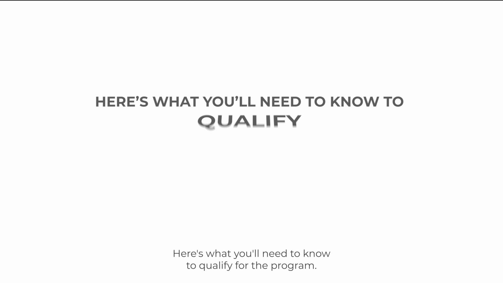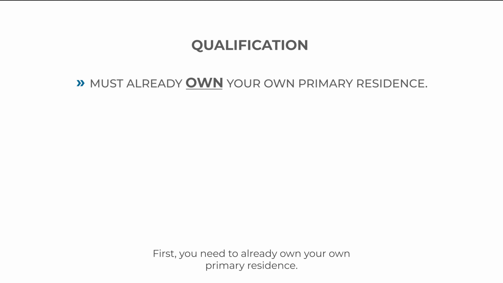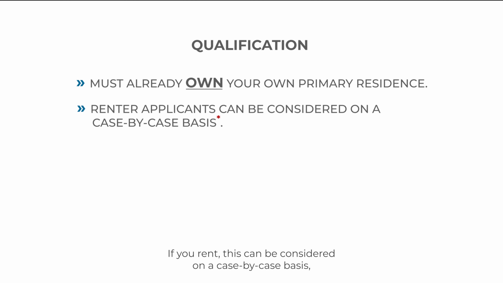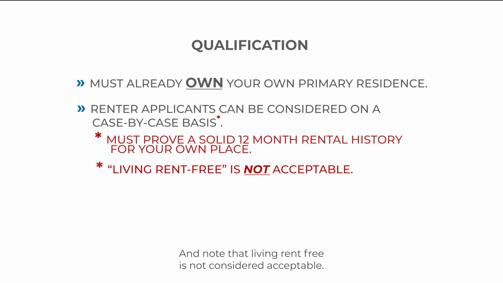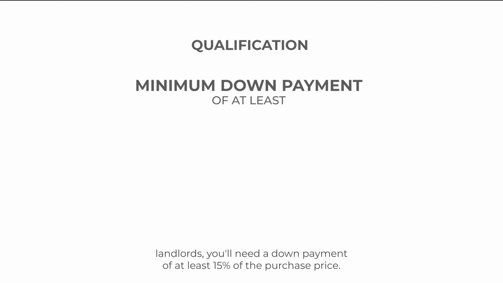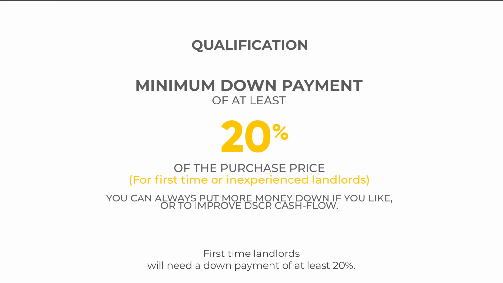Here's what you'll need to know to qualify for the program. First, you need to already own your own primary residence. If you rent, this can be considered on a case-by-case basis, but you will need to prove a solid 12-month rental history for your own place. And note that living rent-free is not considered acceptable. For experienced landlords, you'll need a down payment of at least 15% of the purchase price. First-time landlords will need a down payment of at least 20%.